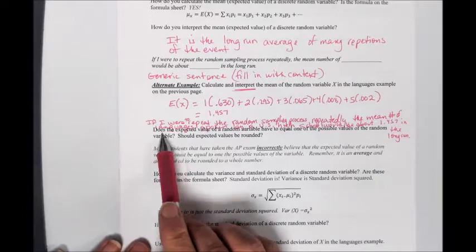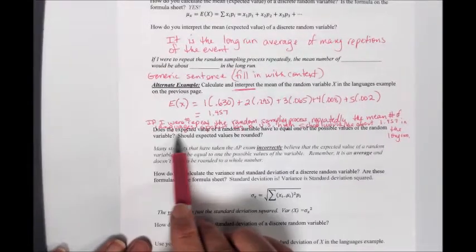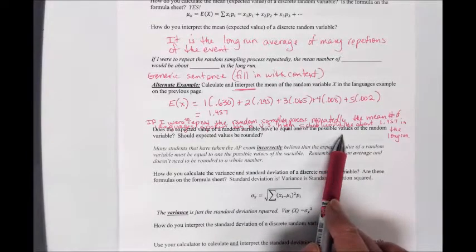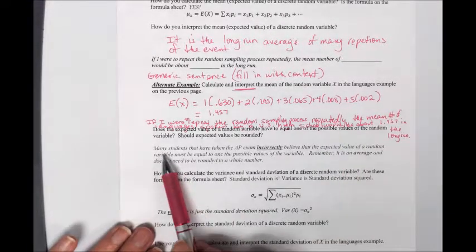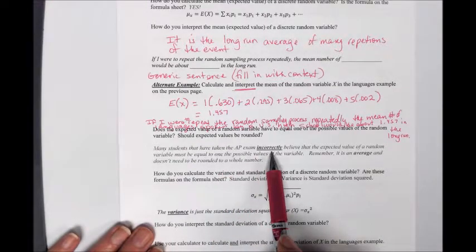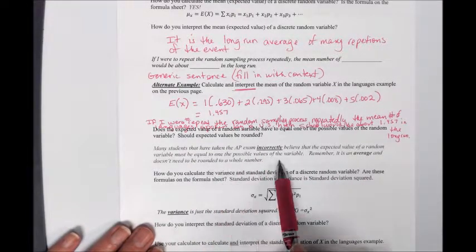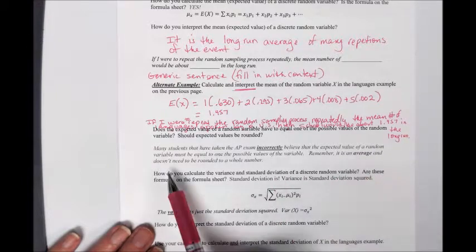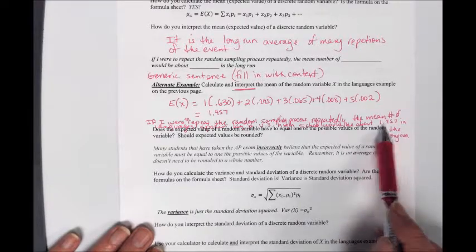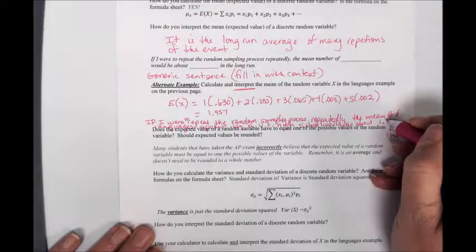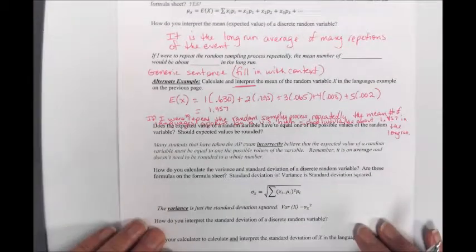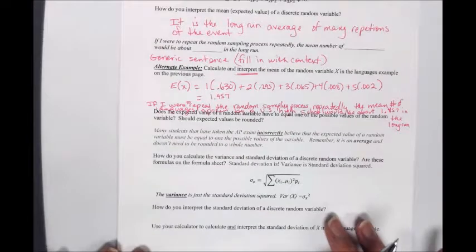Okay, so a lot of times I see rounding. Does the expected value have to be one of the possible values? Do I have to say 0, 1, 2, 3, 4, or 5? No. In fact, many students have done the AP exam incorrectly, believing that it has to be one of the numbers. But remember, it's an average and doesn't need to be rounded to a whole number. As long as it's an average, it can not make sense because somebody isn't going to speak 1.4 languages. They either speak it or they don't, but we can say an average and have that decimal number.